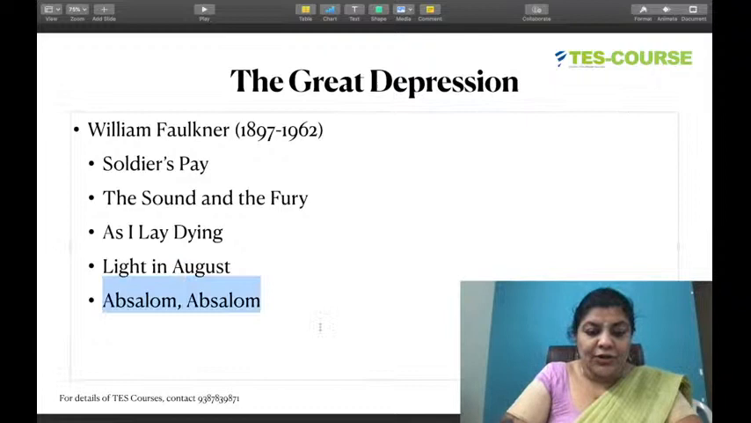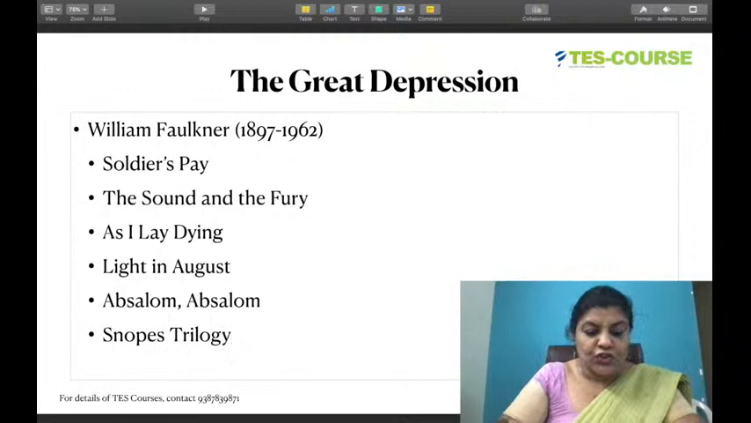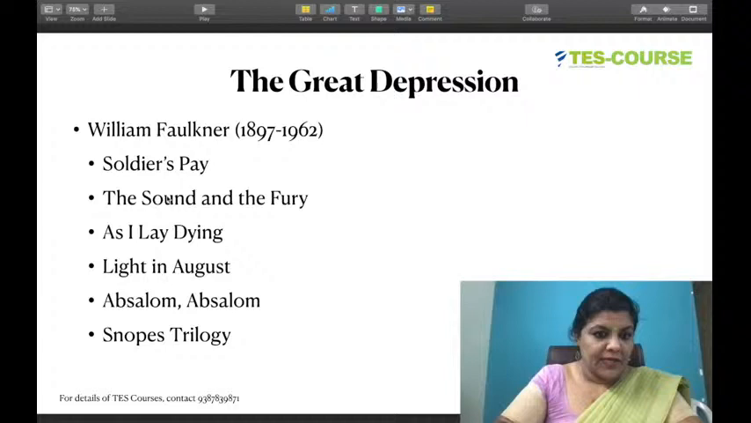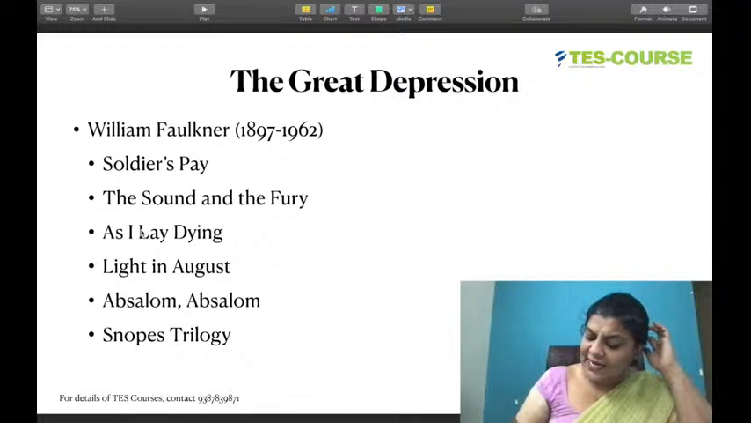Did you know, guys? William Faulkner also wrote the Snopes Trilogy. Remember, okay? The title The Sound and the Fury is taken from Macbeth. From where is As I Lay Dying taken? As I Lay Dying is taken from the Iliad, I think.